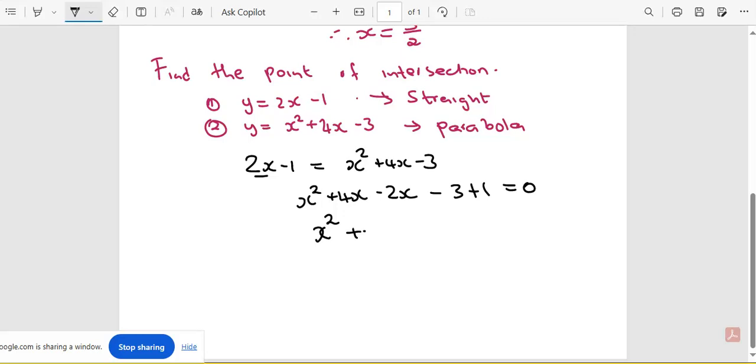4x minus 2x will give us positive 2x. Then we have minus 3 plus 1, which will give us negative 2. It's equal to 0.